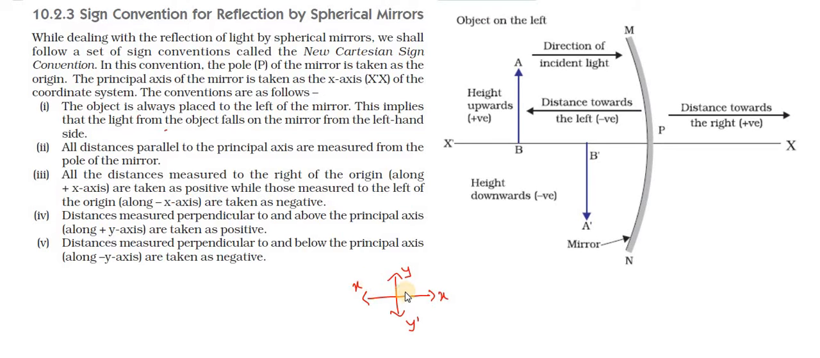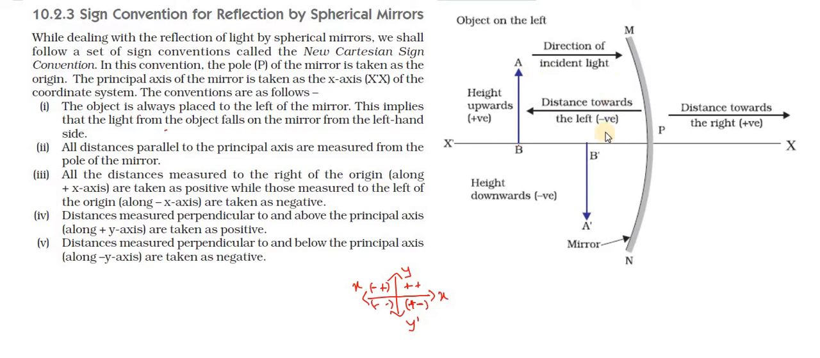We know that here all the signs are positive and positive. Here x is negative and y is positive. Here everything is negative, so x and y both are negative. And here x is plus and y is minus. This is the Cartesian system you learnt in ninth grade mathematics. Here also they take the same concept and make small changes. So what is the first point? The object is always placed to the left of the mirror. Your vertical height is taken as positive, we know that.